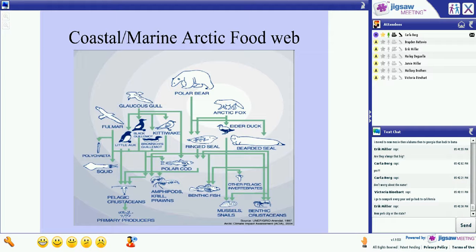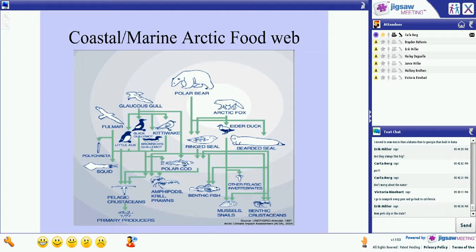We're going to look at the polar cod. The polar cod is in the middle of the Arctic food web. The Arctic cod eats amphipods, but it is eaten by ringed seals. Who can come up with a food chain that has 3 animals from this food web? So 3 animals in a row that are connected by the arrows.